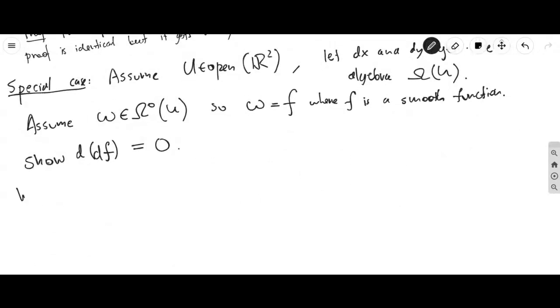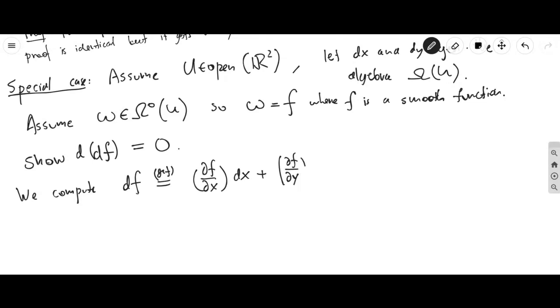So we compute df. So df, by definition, is we would differentiate f with respect to x times this differential, and then we would differentiate f with respect to y times this differential. And maybe for notational simplicity, let's just write this as fx dx plus fy dy, where f subscript x just indicates calculate the partial derivative function of f. And now we differentiate this again. We're doing it twice.